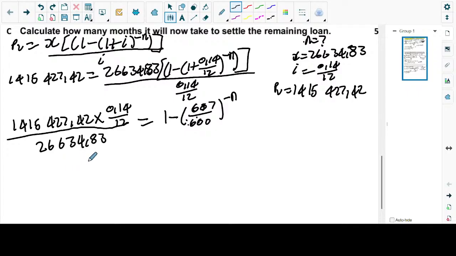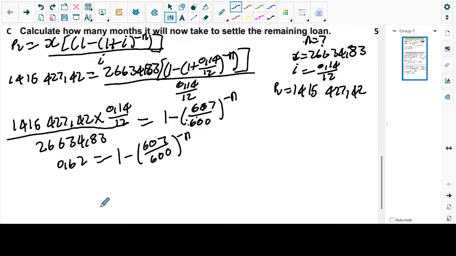Now we go back to our smart notebook and finish this. The answer that we got is 0.62, which is equal to 1 minus, open bracket, 607 all over 600, to the power minus n.